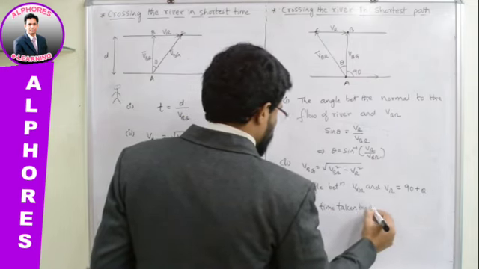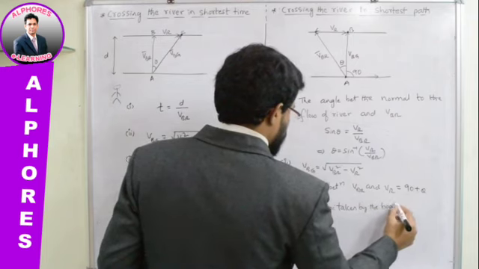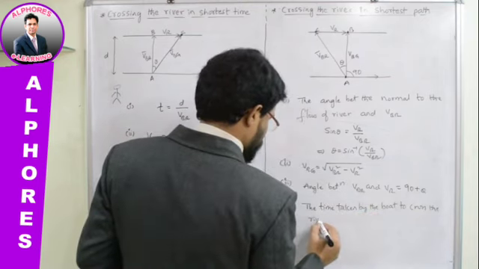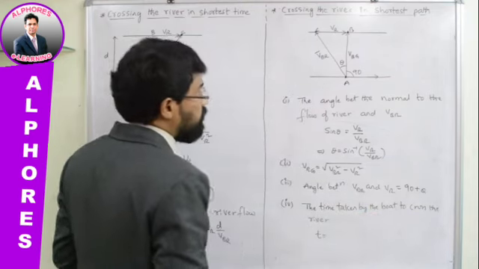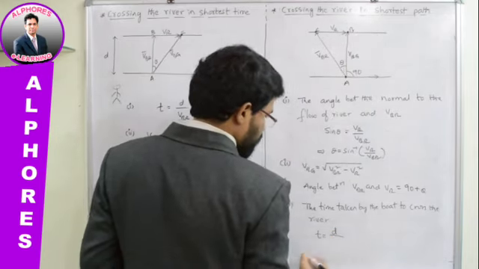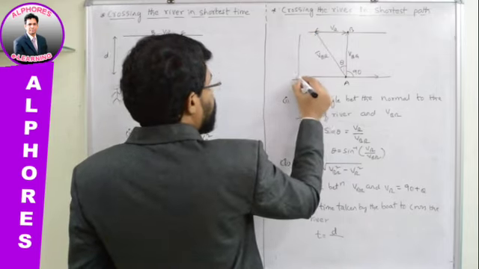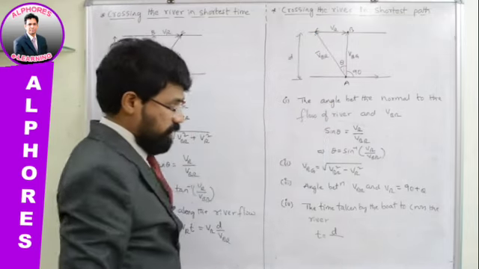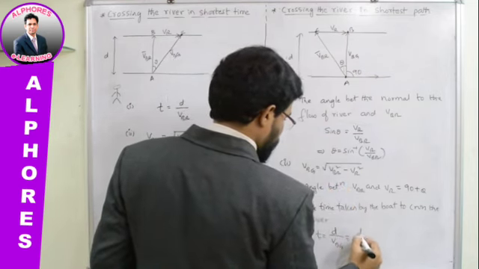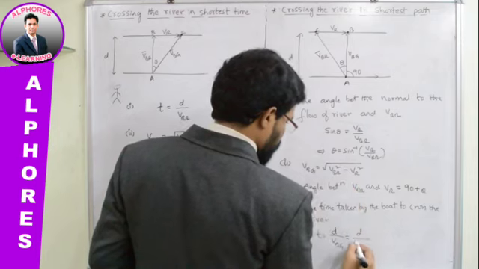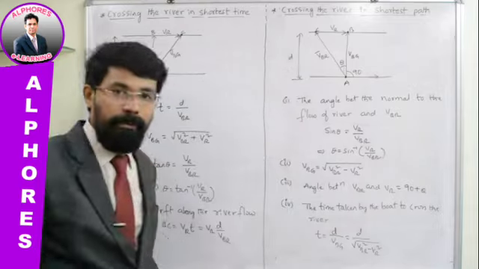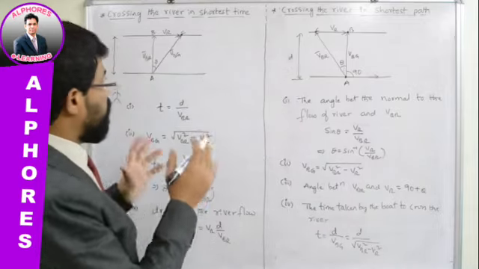And the other parameter that we can talk about here is the time taken by the boat to cross the river. How much is that? Time taken is equal to distance it has traveled along this path, finally. So D, the width of the river, divided by VBG, the velocity of boat with respect to ground, and that VBG can be replaced with under root VBR square minus VR square.